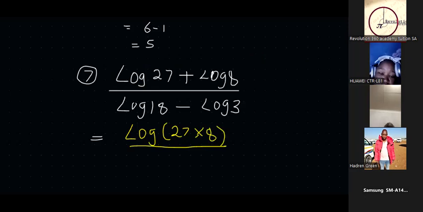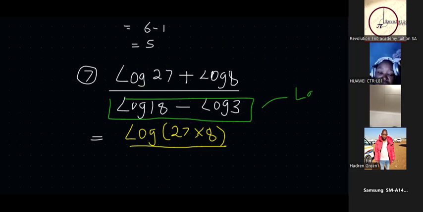The reason why I'm saying it's law number 1 is because law number 1 must have a plus sign. As long as it has plus signs in between, that will be law number 1. But if it has a negative sign, then it's no longer law number 1. This one has a negative sign. Do you see? Then this one will become law number 2. Do you see the difference? So, since that is law number 2, let's use law number 2.